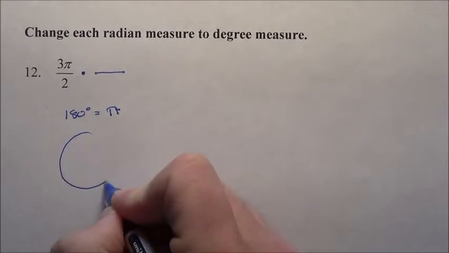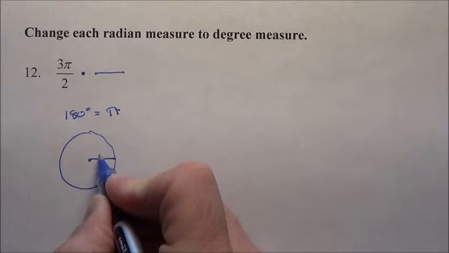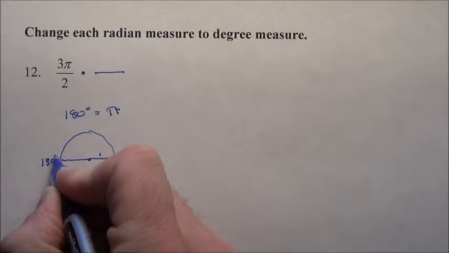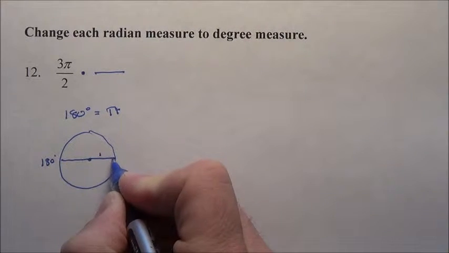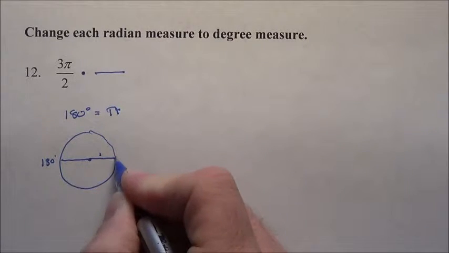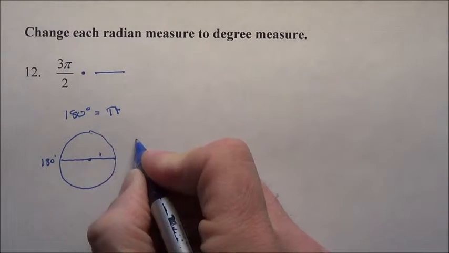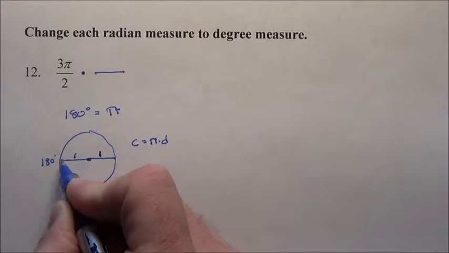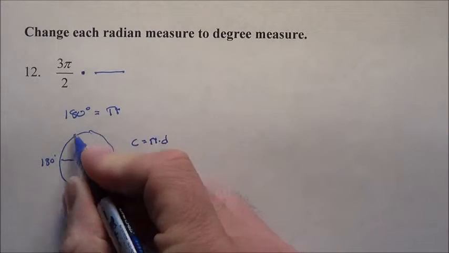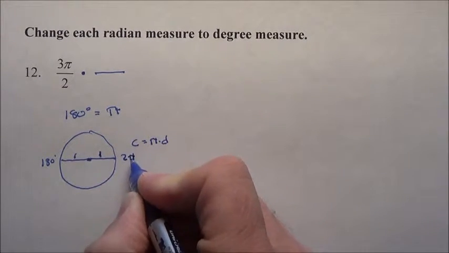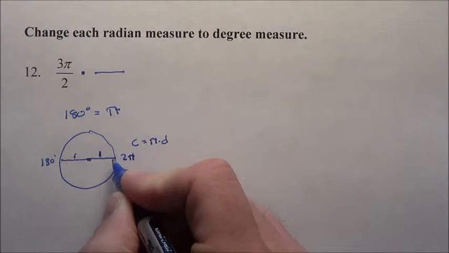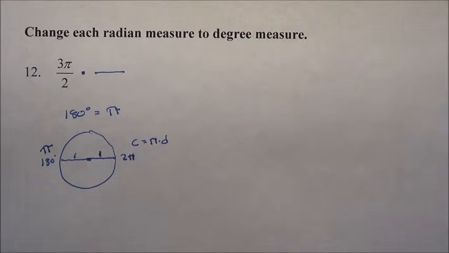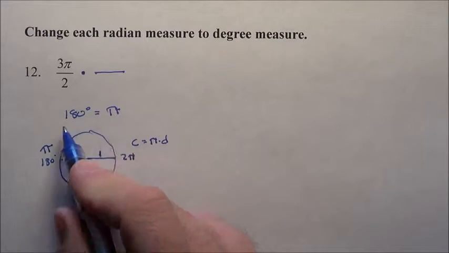The reason we know that is in the unit circle with a radius of 1, if you open up 180 degrees, you've opened up halfway across the circle. If we want to talk radians, which is the distance around this circle, you and I know that the circumference of a circle is pi times the diameter. If you have a radius of 1 here and 1 here, the diameter is 2, so the distance all the way around is 2 pi. If I only go halfway, this 180 degrees is exactly the same as pi. So I know pi and 180 are equal to one another.